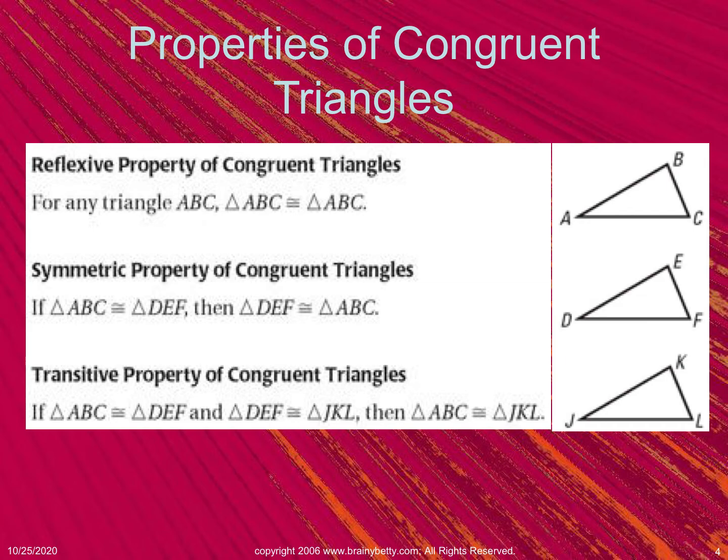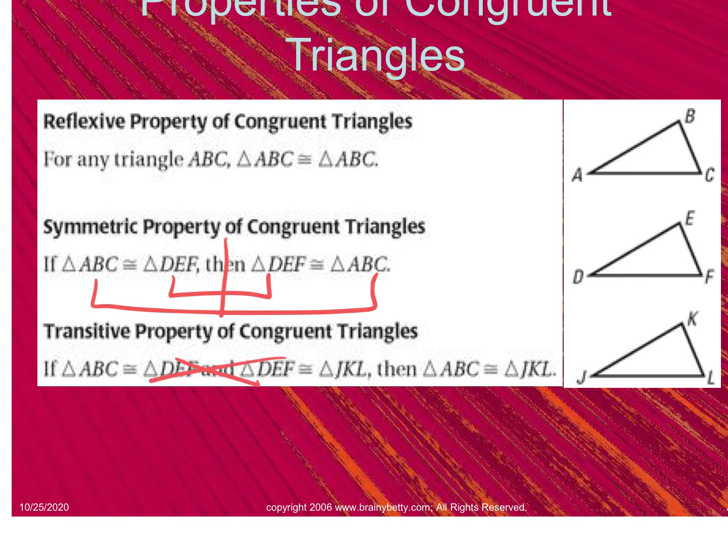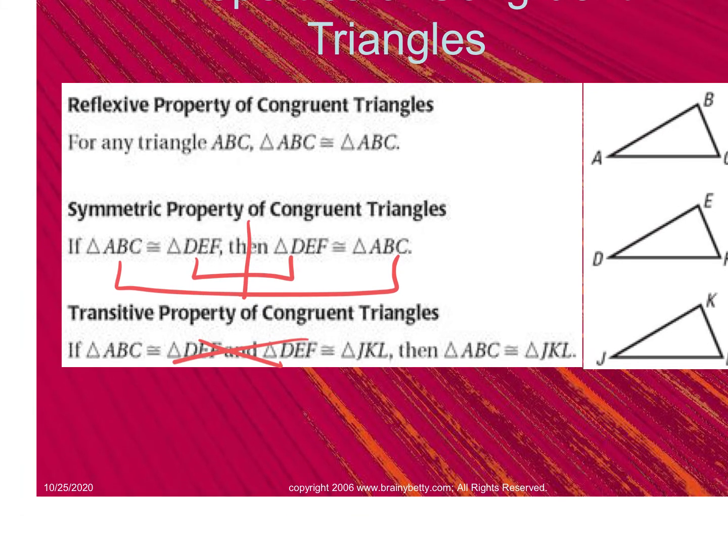So same properties. Reflexive is just like a mirrored image. It's like a reflection. Triangle ABC is congruent to triangle ABC. Remember the symmetric property, the order switches, or again, think of it like a line of symmetry. This matches, and then this matches. And then for your transitive property, remember this DEF would cancel out, and then you can conclude that triangle ABC is also congruent to triangle JKL. So the same properties we've been seeing all along, but now we're applying them to triangles.